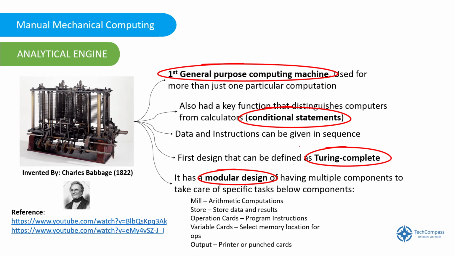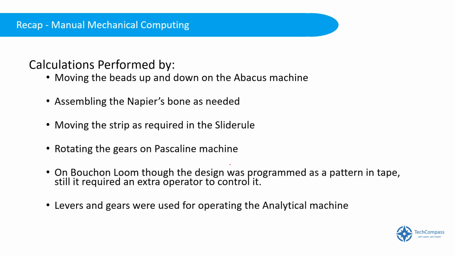Analytical Engine supported a range of performance sources like digital format, printed copies, punch cards, and chart plot. Recap on manual mechanical computing. Calculations were performed by moving the beads up and down on the abacus machine, assembling the Napier bones as needed, moving the strips as required in the slide rule, rotating the gears on Pascal machine.